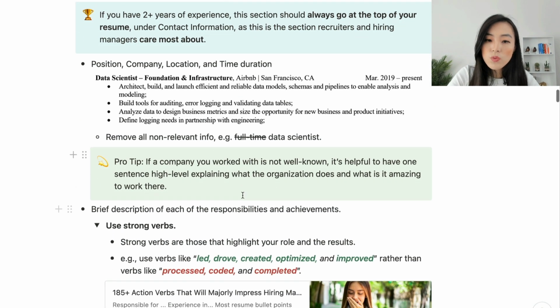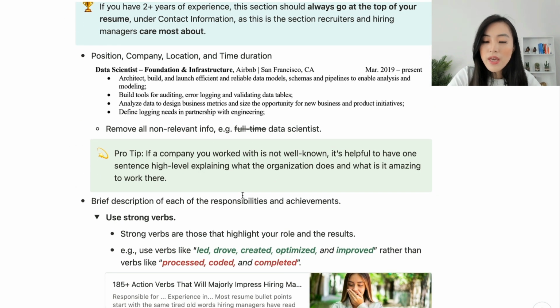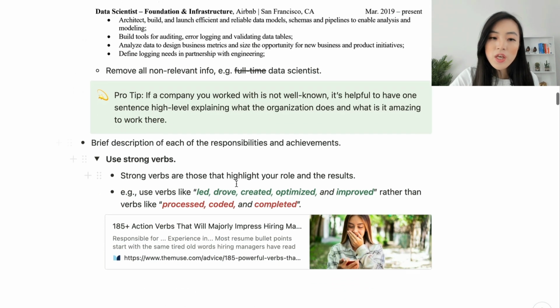Now here's a pro tip. If a company you worked with is not well known, it's helpful to have one high-level sentence explaining what the organization does and what is amazing about working there.